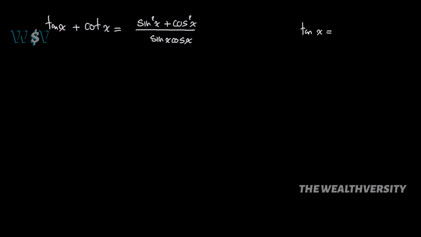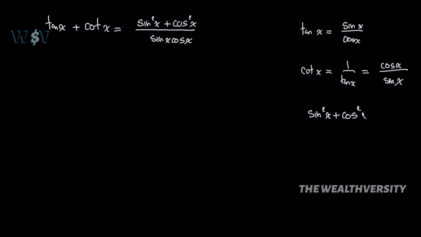Let's look at one more example. We have tan x plus cotan x is equal to (sine x squared plus cos x squared) over (sine x times cos x). As we see, both sides can be simplified, so we will work with both sides. Now we know that tan x is equal to sine x over cos x, and cotan x is equal to 1 over tan x, which equals cos x over sine x. We also know that sine x squared plus cos x squared is equal to 1.